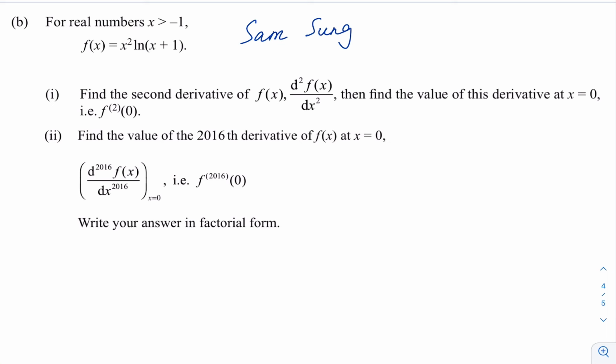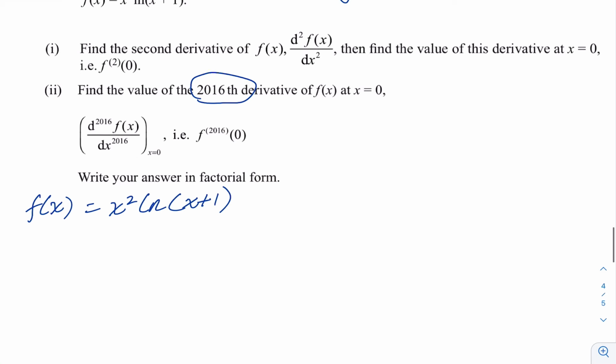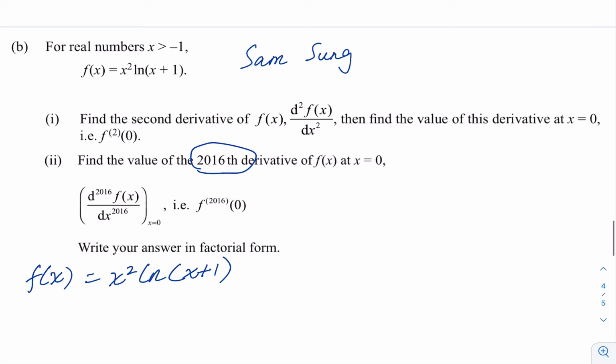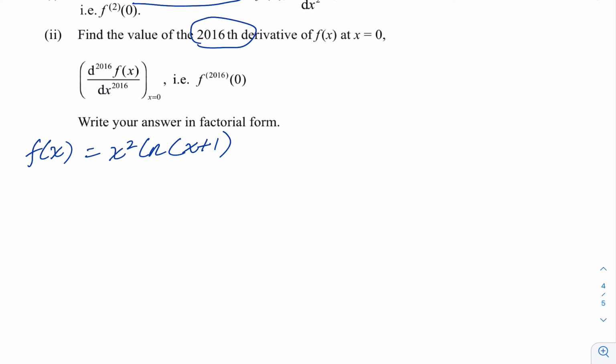So, reading the question, we know that we need to find this 2016th derivative in the second part, which means there must be a pattern, because it's going to take thousands of hours to get the 2016th derivative. So, we're looking for a pattern. Now we're going to do the first question. So, this is f(x) equals x squared ln(x plus 1). In order to get the second derivative, we need to get the first derivative.